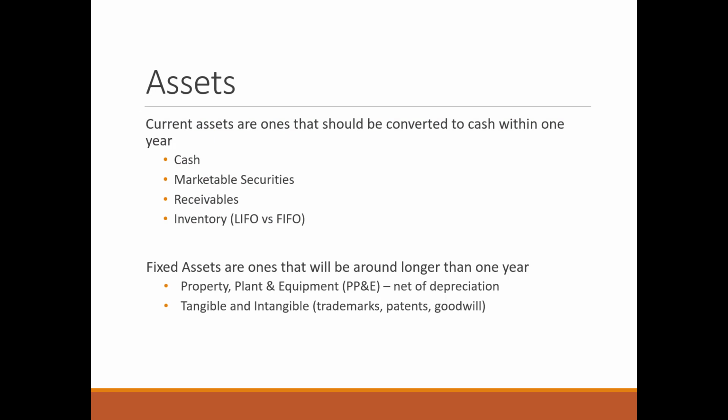The next thing on the asset side of things is fixed assets. These are the ones that are going to be around for longer than a year. The typical fixed assets are going to be PP&E, property, plant, and equipment. That's always going to be shown net of depreciation. Perhaps it may show the gross value and then the accumulated depreciation, all the depreciation that's happened since the assets were purchased. But we're going to be concerned with the net amount. And then things like tangible or intangible assets will show up there. So items like trademarks or patents, and then goodwill is a common item that'll show up, especially if the firm is involved in many acquisitions.